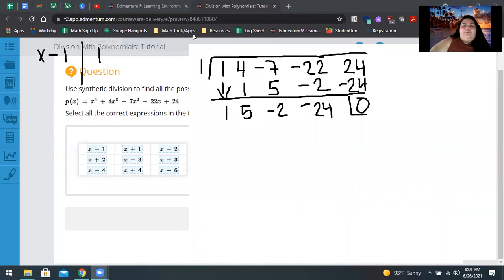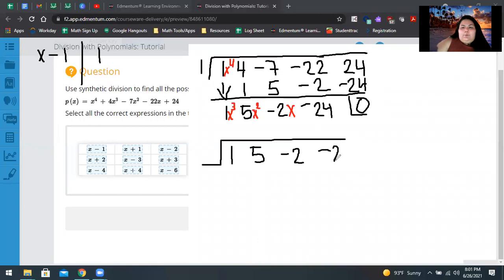Okay. So again, what we have inside started originally with x to the 4th power. This answer here is going to be 1 less power. So this is x to the 3rd power. This is x squared. This is x, and then your constant. So now you can rewrite your new synthetic division where, again, you're going to put your number out here. And I'm going to write the coefficients here. So for the new set, 1, 5, -2, -24. And then just repeat the same steps.